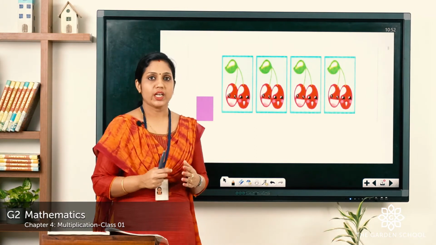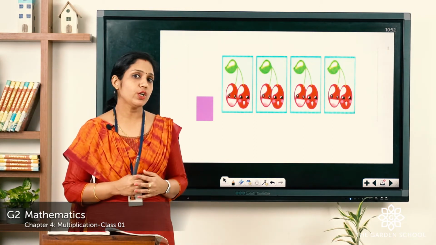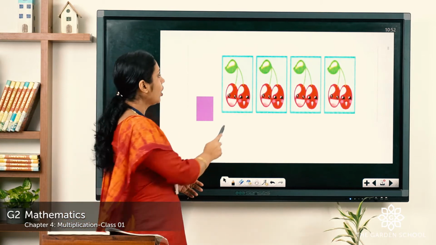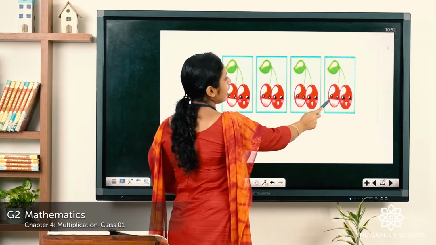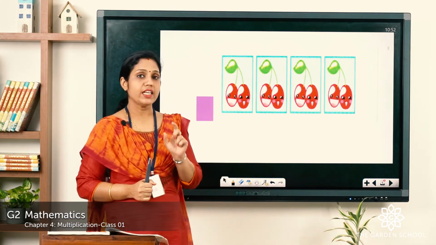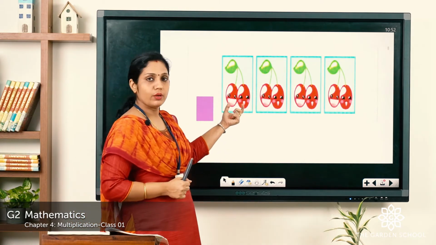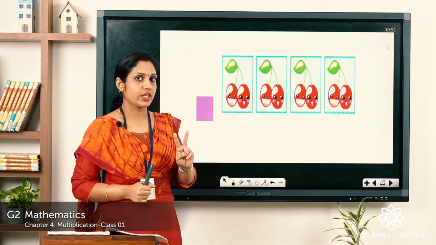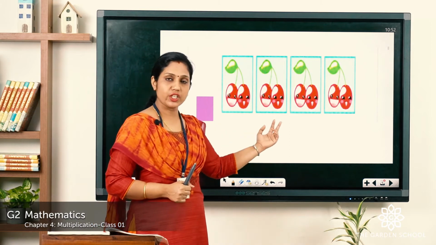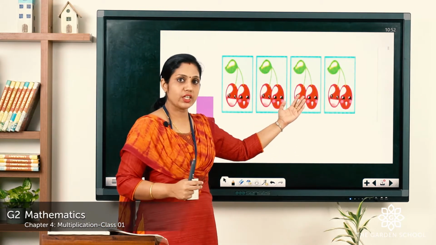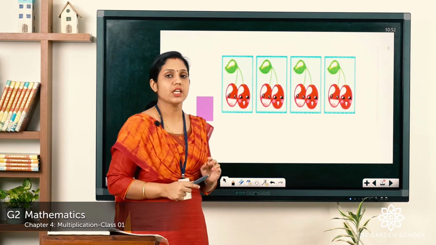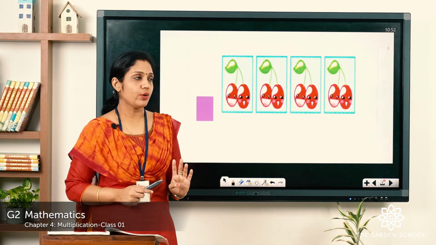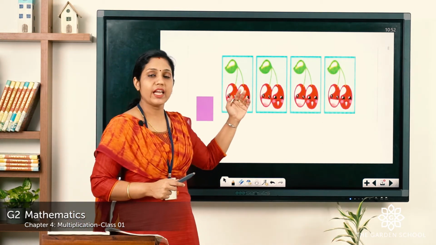In this picture, you can see some cherries. And how many groups are you able to see? There are 1, 2, 3, 4. 4 groups. And each group, here in the first group, you can see 2 cherries. Second group, again 2 cherries. Third group, 2 cherries. Fourth group also 2 cherries. So we have total 4 groups and the number 2 is repeating again and again.